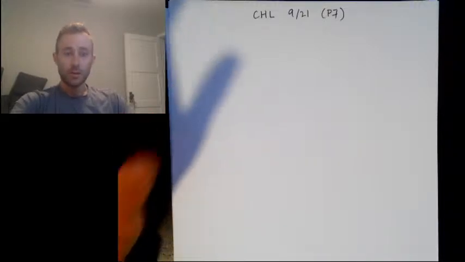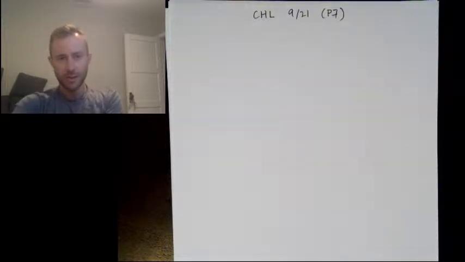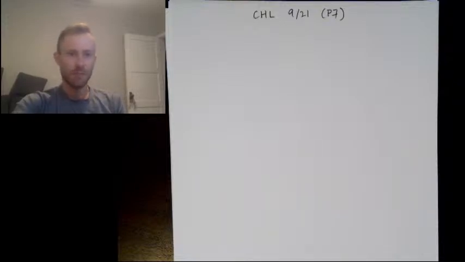Okay, so we are moving on from kinematics. Kinematics is all about describing motion. How do we describe motion? We describe motion in terms of position, velocity, acceleration. But we haven't talked about what causes motion. So today we're going to start to talk about that.